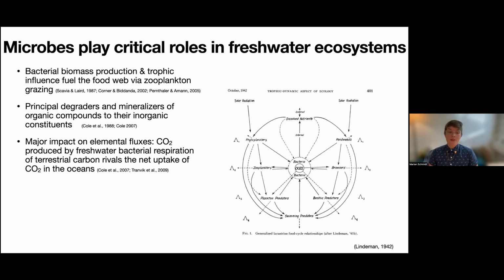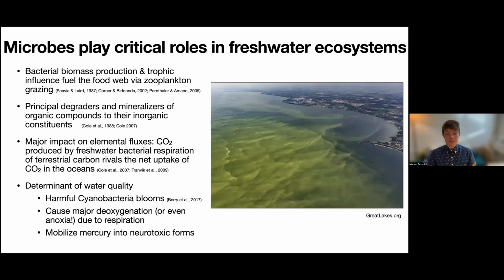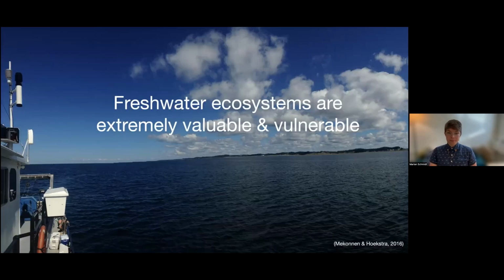So just taking into account the terrestrial carbon that flows into freshwater systems and fuels bacterial production, that rivals the net uptake of CO2 in the oceans. So even though they're less than 0.01%, there's a lot of action going on in these systems. And they have a major influence on water quality. In the Great Lakes, we struggle with harmful cyanobacterial blooms. We also know that there are major deoxygenation events occurring, and microbes even mobilize mercury into neurotoxic forms, allowing it to bioaccumulate in fish that then can influence people's health when we eat the fish. So freshwater systems are valuable and they're vulnerable.